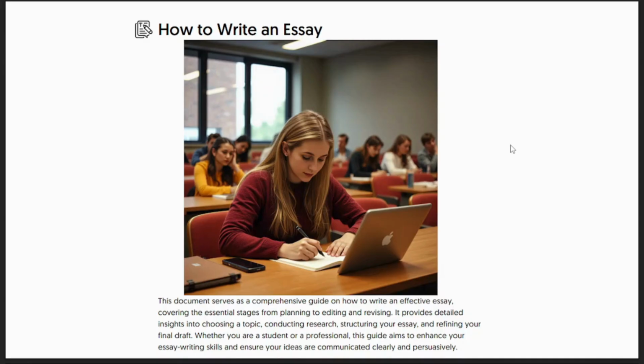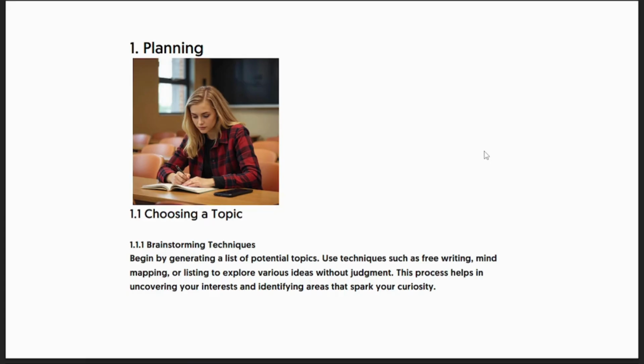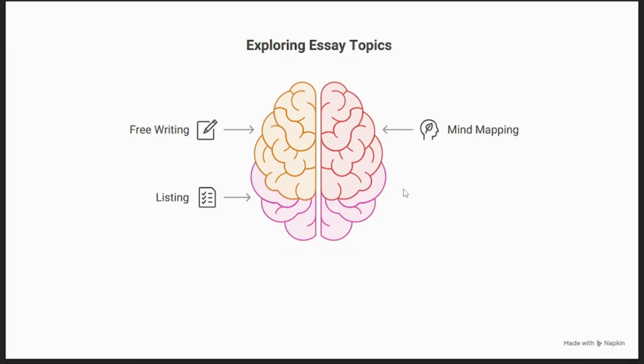So let's begin. When writing your essay, the first thing that you're going to need is to know what the topic is that you're going to write about. So for you to know exactly how you're going to write your essay effectively, you need to have a plan. You need at least to think and have a mind map.